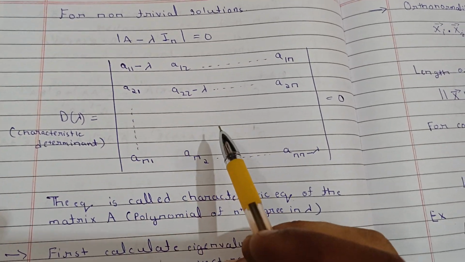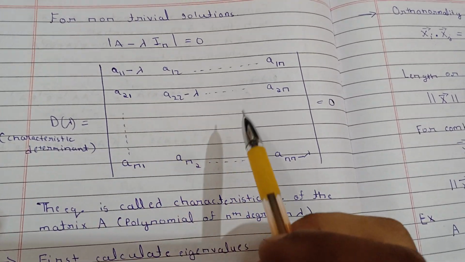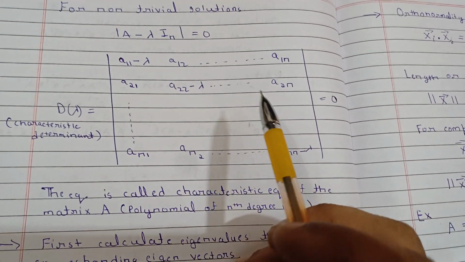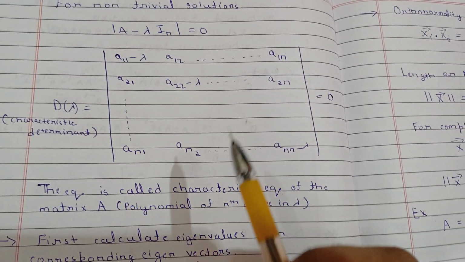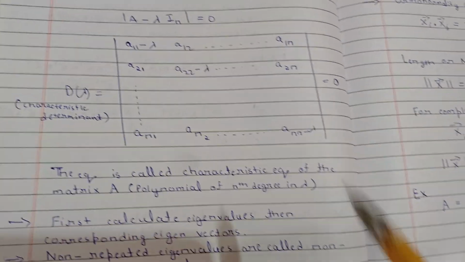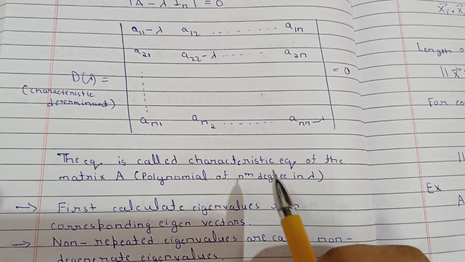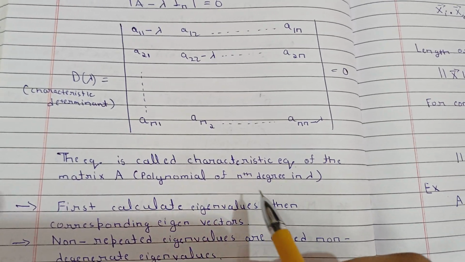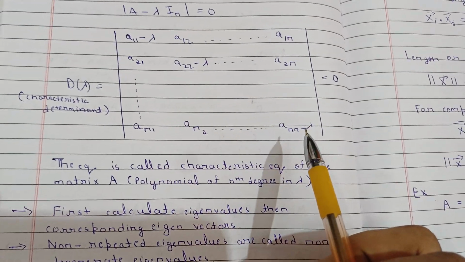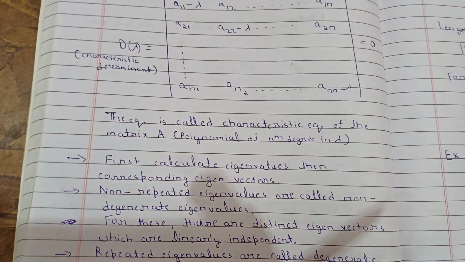When you solve this, if it is 2 order, meaning 2 into 2, then you will get a lambda square in the equation. When it is 3 into 3, you will get a lambda cube. For 4, you will get lambda 4. So that is a polynomial you will get, and that equation is called the characteristic equation, and this determinant is called the characteristic determinant. The equation is called the characteristic equation of the matrix A, a polynomial of nth degree in lambda. So the power of lambda will be equal to the order of the matrix. Hope you get the idea.